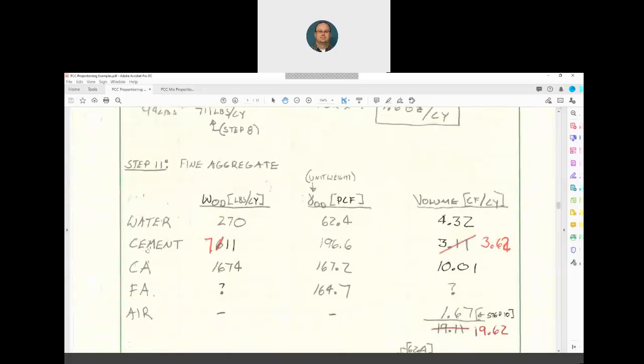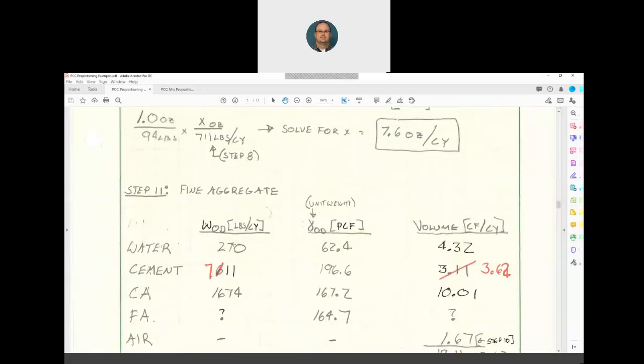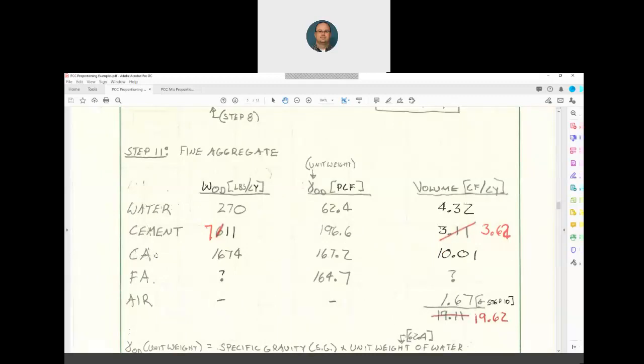We're using 711 pounds of cement per cubic yard, from step 8. And from coarse aggregate, we're using 1,674 pounds per cubic yard. Fine aggregate, we don't know yet. And air weighs nothing. Now, unit weight oven dry. We know water is 62.4 pounds per cubic foot.